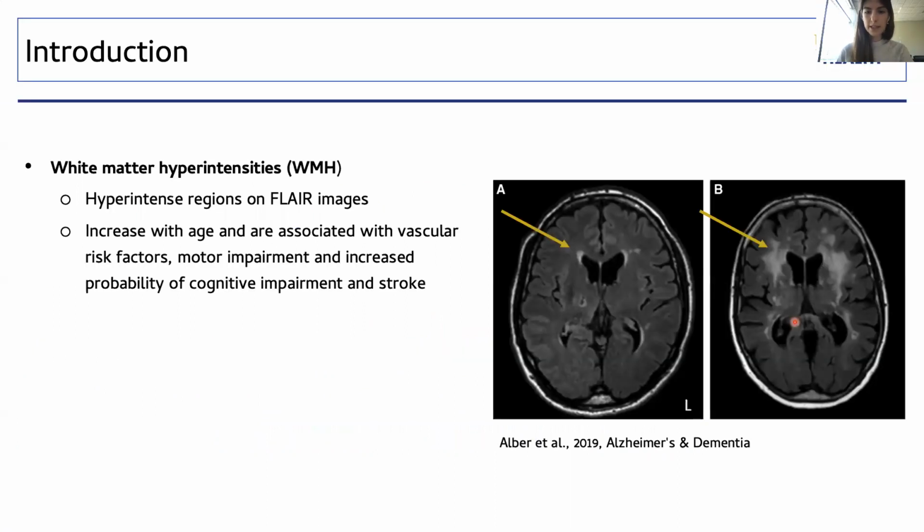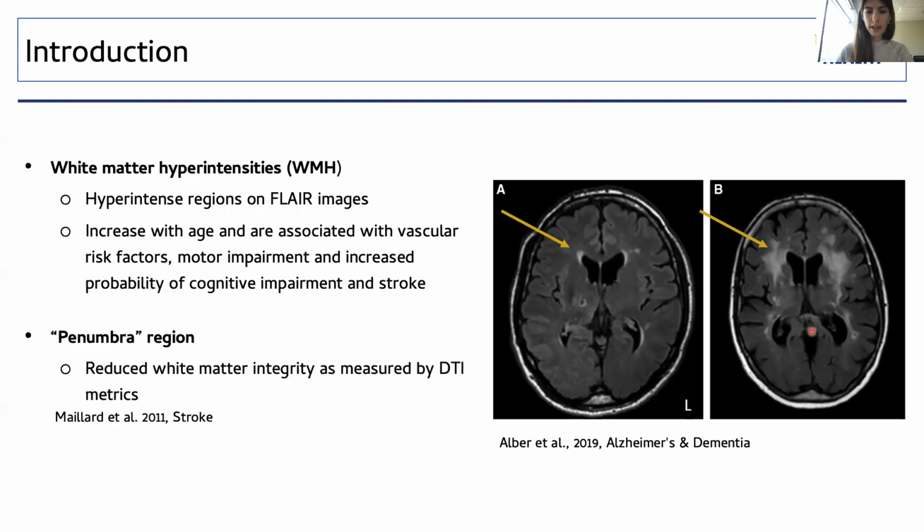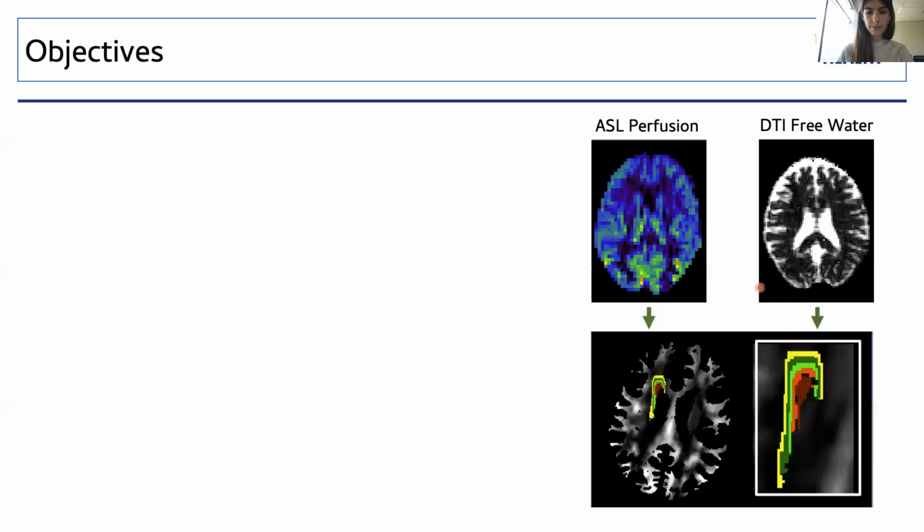White matter hyperintensities can be identified on fluid attenuated inversion recovery images as these hyperintense regions within the white matter. They are very common in the elderly population and are associated with vascular risk factors, motor impairment, as well as an increased probability of stroke and cognitive impairment. Our collaborators have previously shown that the area surrounding white matter hyperintensities, or the penumbra, has reduced white matter integrity.